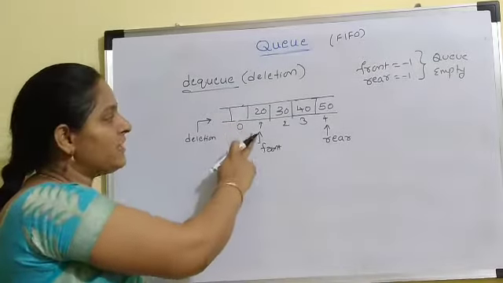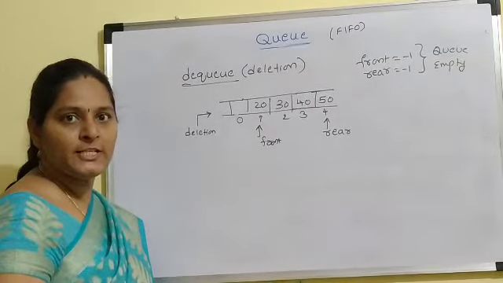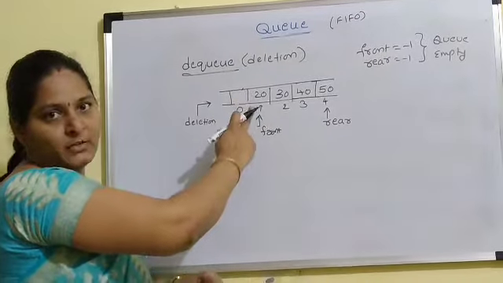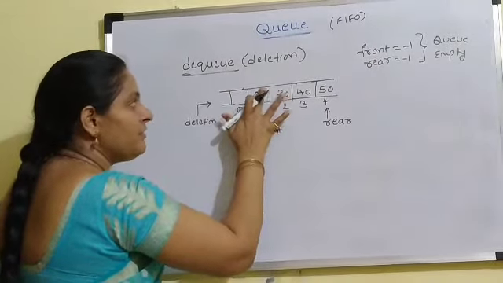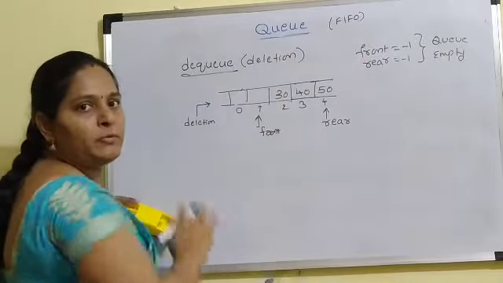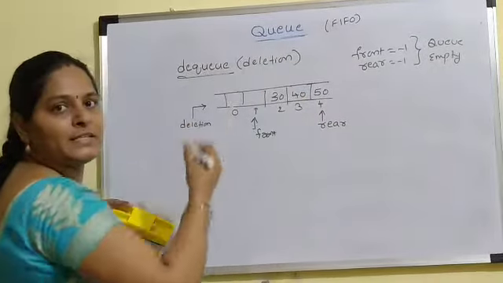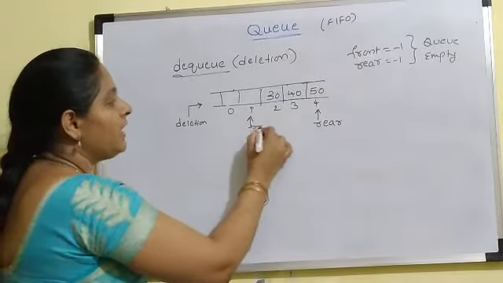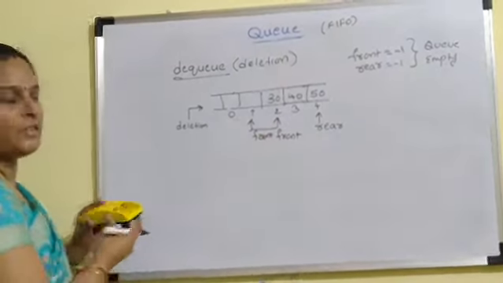Always rear will be in the last position, front will be at the front element. That is, now the front is pointing to 1. Now which element is eligible for the next deletion? 20, because 20 is the front element now. Now try to delete 20. First remove 20 from the queue, then make the next element the front element. How to make the next element the front element? Increment the front pointer by 1.